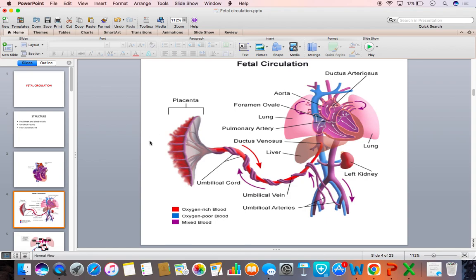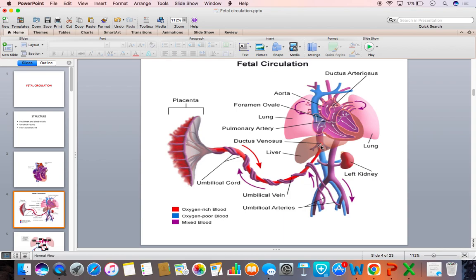To recap, the placenta plays an important role as the function of the lungs in fetal life for the gaseous exchange. From the placenta, the oxygenated blood is taken up by the umbilical vein, which empties its oxygenated blood into the inferior vena cava via the ductus venosus.